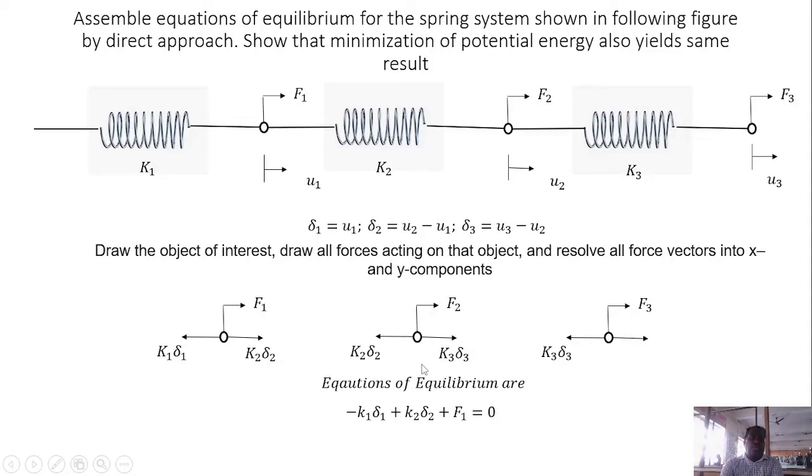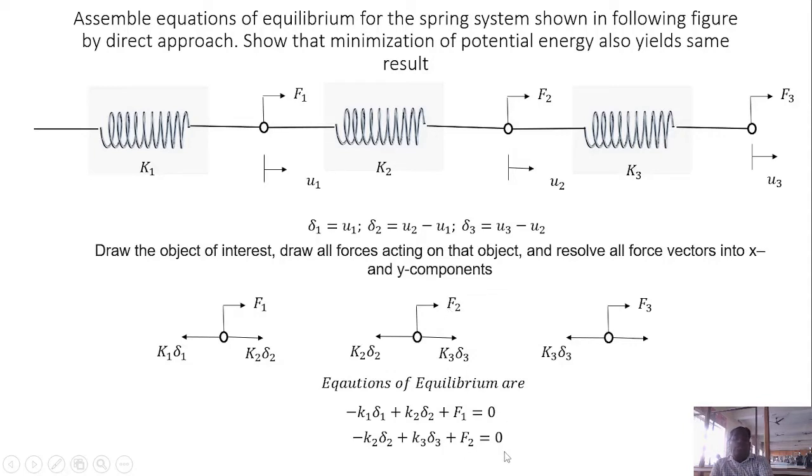For example, if I consider the second free body diagram, what happens here? Here you see the left hand side force is K2 delta 2, but it acts on the left hand side rather than the right hand side. So here I can put a negative symbol for K2 into delta 2. And what happens with the right hand side? Plus K3 into delta 3, plus what happens with the force? Yes, the force also acts on the right hand side, so plus F2 is equal to 0.